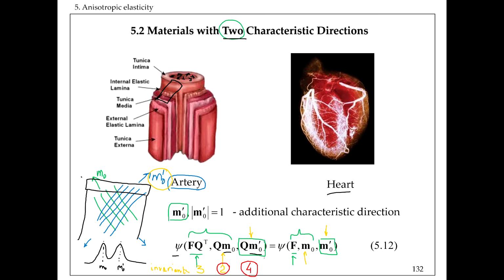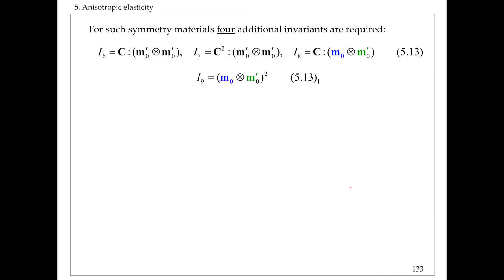Maybe a little bit counterintuitive, as we only had an additional 2 invariants from the consideration of one family of fibers that we added, but now we have a combination of these 2. So we have 2 that come from here, 2 that come from here, and an additional 2 that come from the mix. So the total in this case is 9 invariants that we would need to fully describe it, strictly mathematically speaking. So now we have these 4 additional invariants, right?